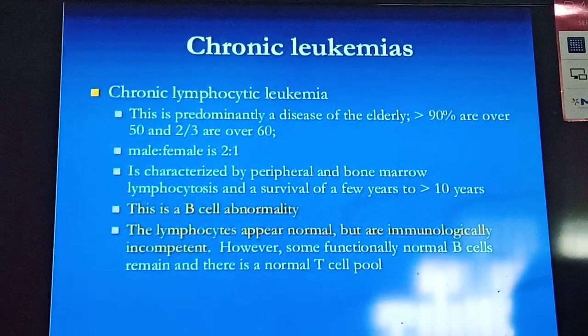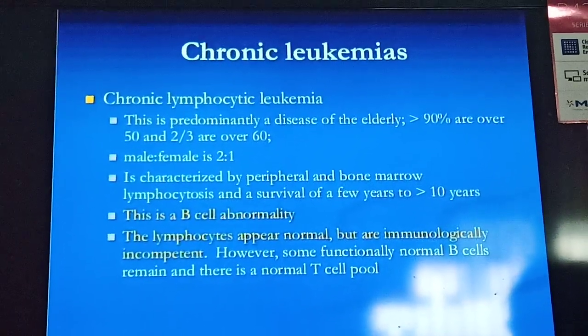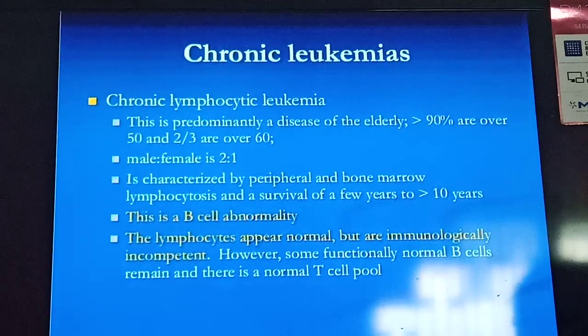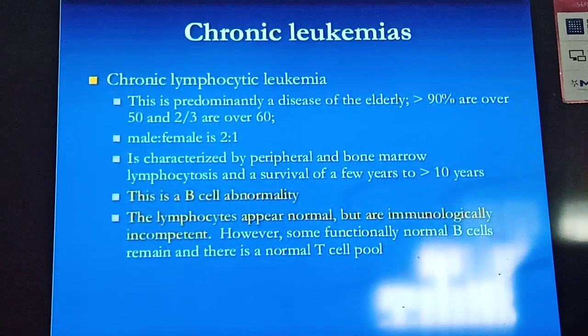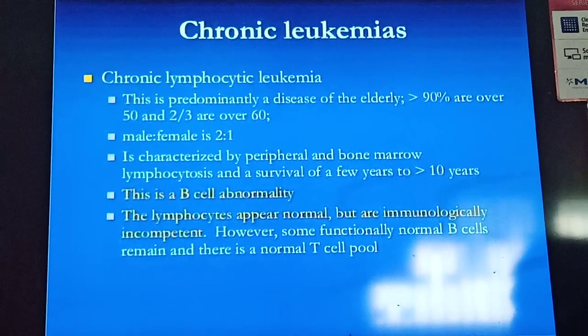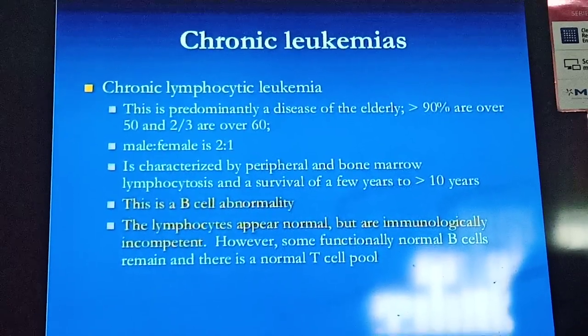It is a B cell abnormality. The lymphocytes appear normal but are immunologically incompetent. However, some functionally normal B cells remain and there is a normal T cell pool.